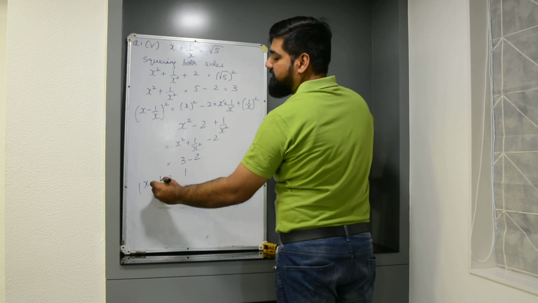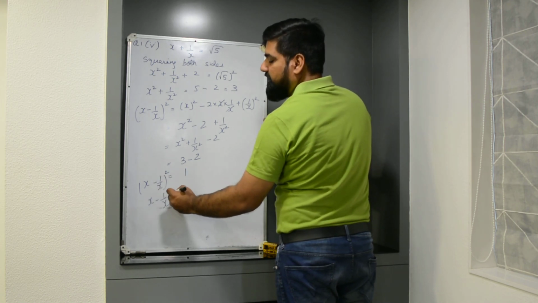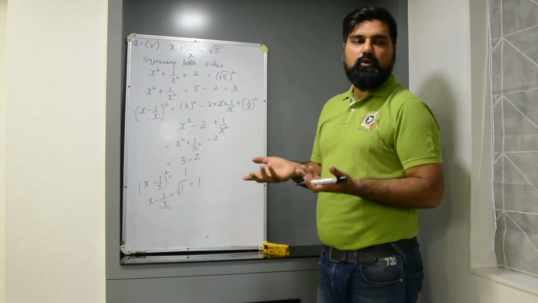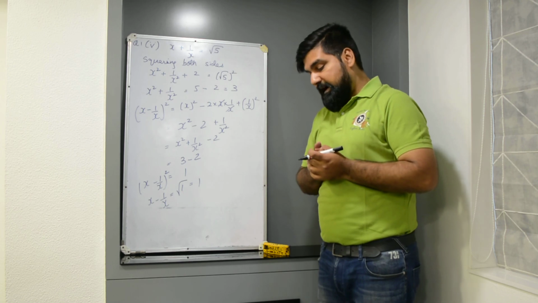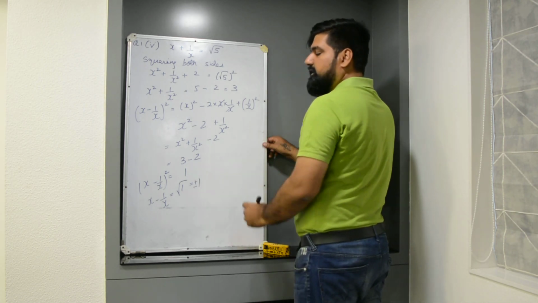So x minus 1 by x whole square will be equal to 1. So x minus 1 by x will be equal to square root of 1, which is 1 or plus minus 1. Okay, so the answer over here will be plus minus 1.